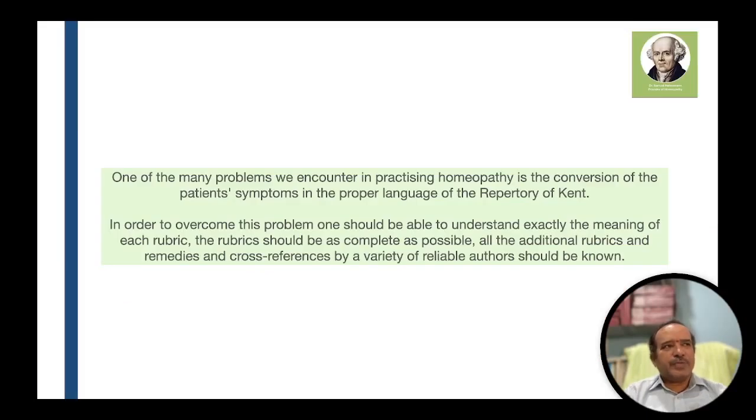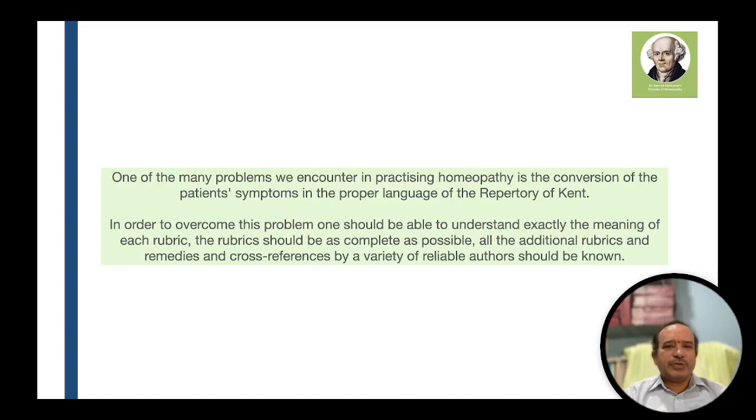One of the many problems we encounter in practicing homeopathy is the conversion of patient's language into repertorial language. In order to overcome this problem, one needs to understand exactly the meaning of each rubric. The rubrics as complete as possible, and the additional rubrics and remedies and cross references by a variety of reliable authors should be known. When we select the accurate rubric, the very nearer rubric, we get the almost accurate remedy. By the reference of the materia medica, we can confirm whether we are giving the right remedy or wrong remedy.